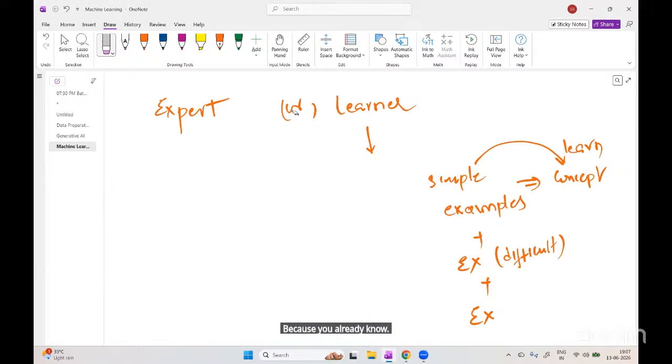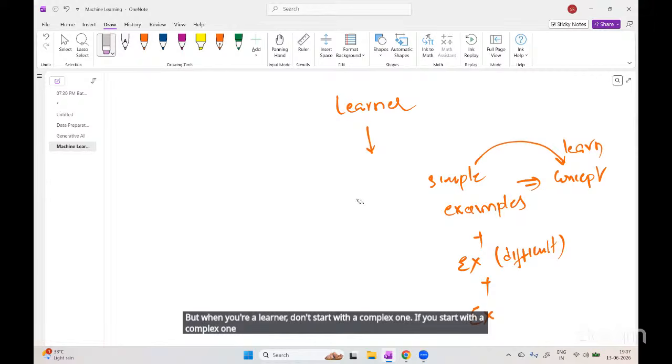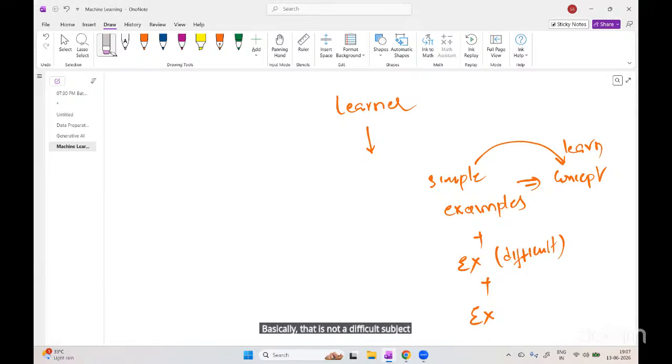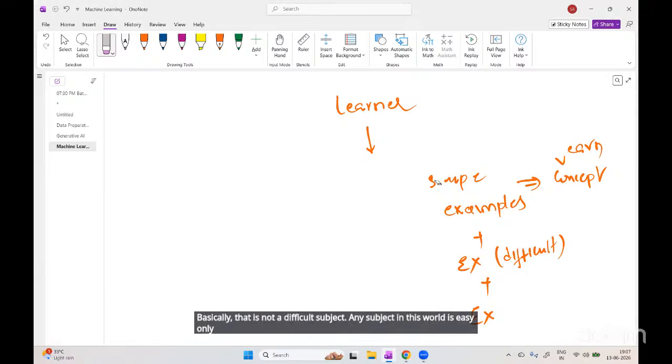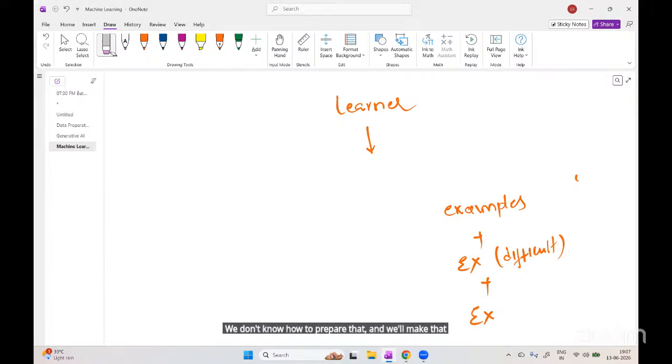But when you are a learner, don't start with the complex one. If you start with the complex one, the subject will become complex, and finally you say that this is a difficult subject. Basically, that is not a difficult subject. Any subject in this world is easy only. We don't know how to prepare for it, and we make it difficult.